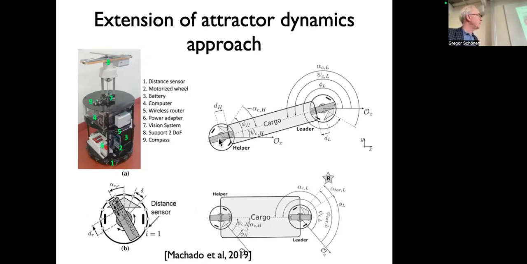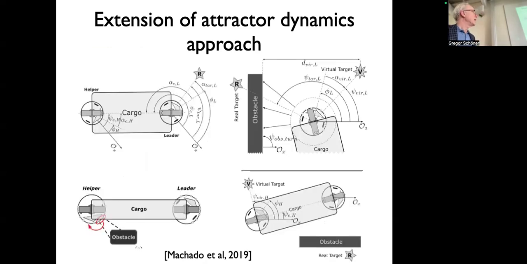And so this will be the helper and the leader. And you see now you have additional angles, right? You have the angles to the target, to the obstacle, but you also have angles that say how the cargo is oriented relative to my current robot, for both. And that's really how they know where the other robot is. Yeah. And so they designed a dynamic system. I can't explain all the details of that, obviously, it's quite complex. So they have to do a couple of other things.